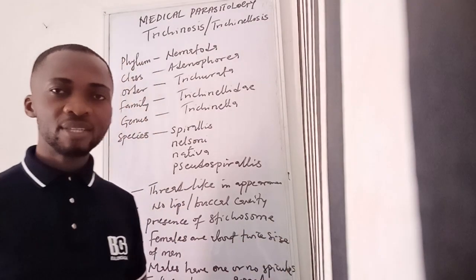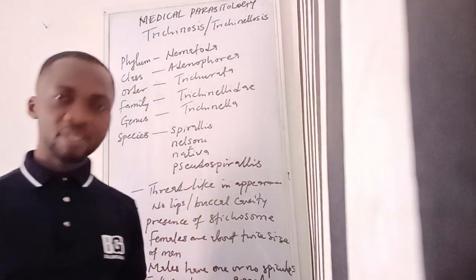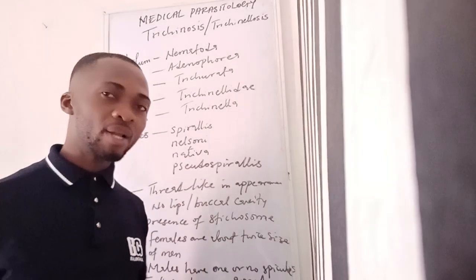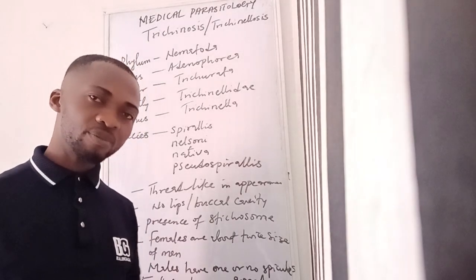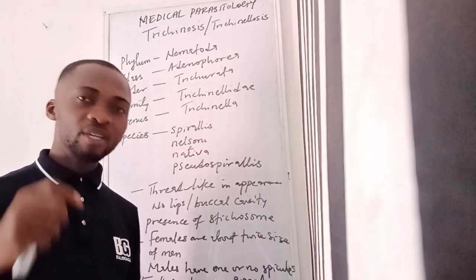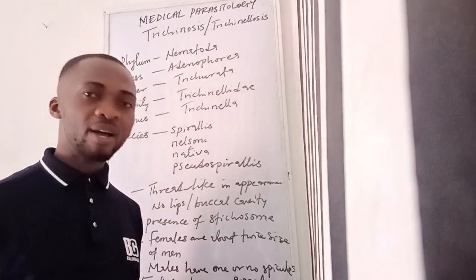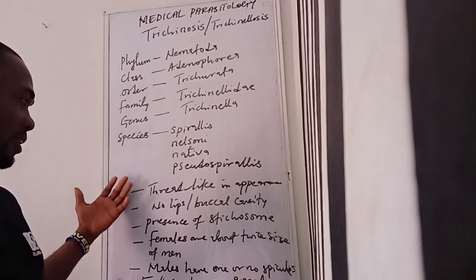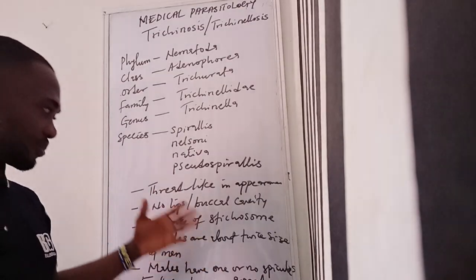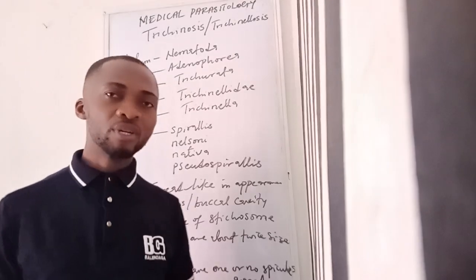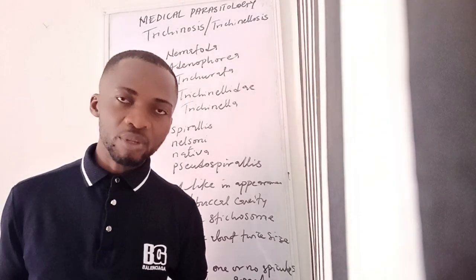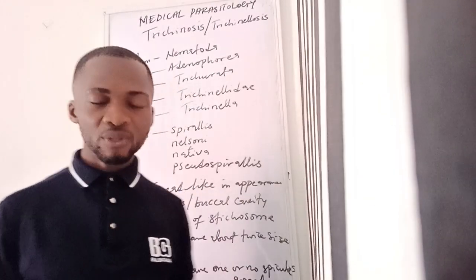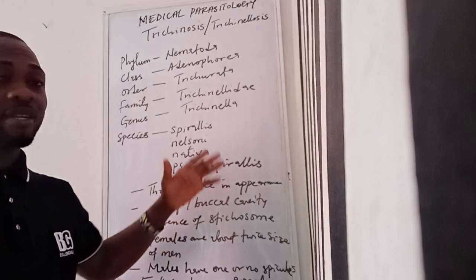Then each sex has a single gonad. It's either the testis or the ovary. It's just one. Then there's the presence of one or no spicules. Some species have spicules, and the spicule is a structure that helps in the transfer of sperm in males during copulation. Then the size of the female is usually twice the size of the male, showing that the females are always larger than the males. So those are the characteristics of this parasite.